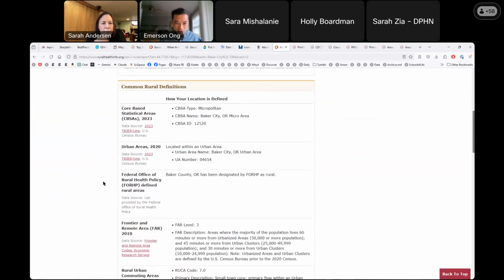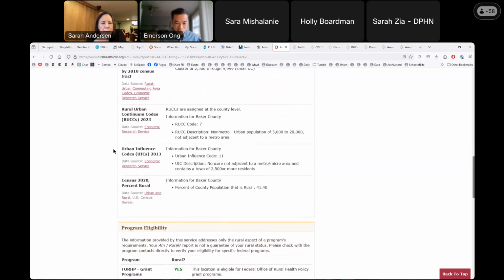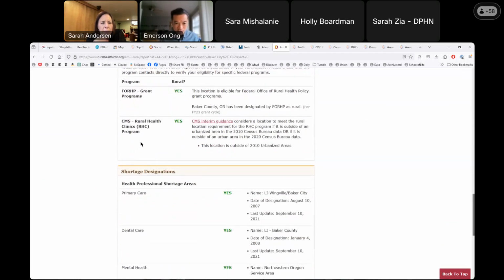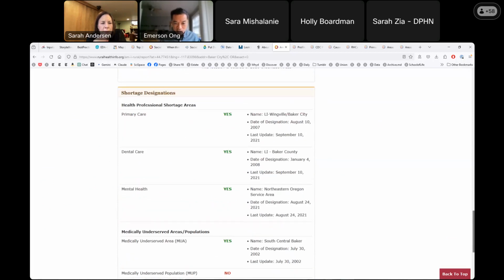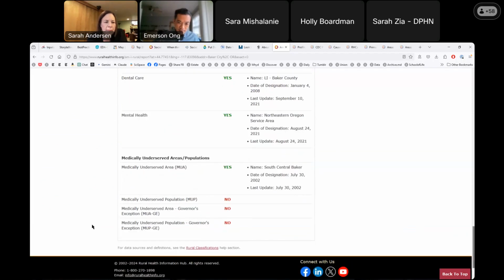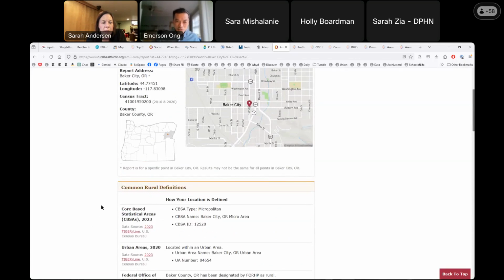Then there are all these definitions and whether they're eligible for these rural definitions. Then program eligibility for the Federal Office of Rural Health Policy, the RHC program, and all the others. This is actually, I think, one of the most helpful parts: they tell you whether you're eligible for these shortage designations and the dates, and so a lot more detail. Shortage designations, program eligibility, rural definitions.